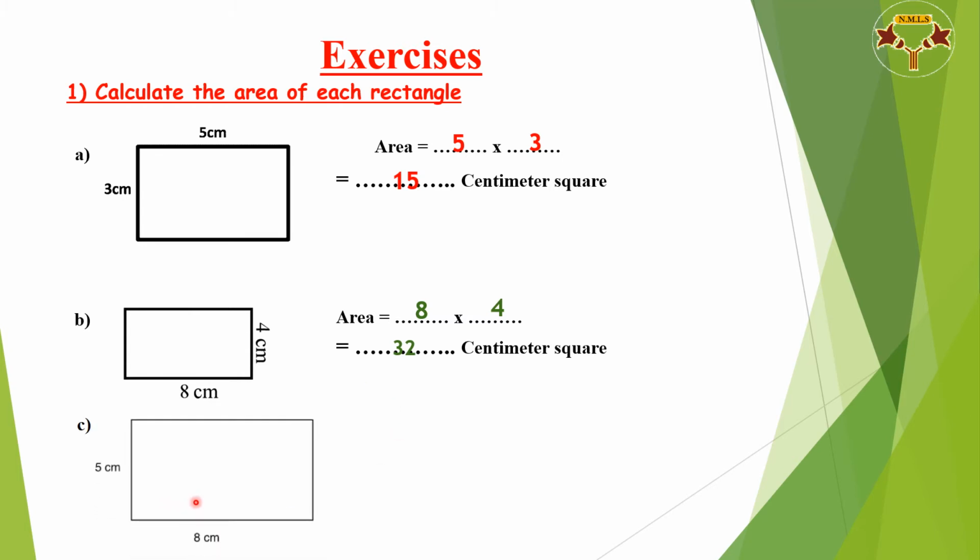Number C. This is a rectangle. Its length is 8 cm and its width is 5 cm. If I want to get the area of the rectangle, it equals length times width. Then we start with length, which equals 8, times width, which equals 5. 8 times 5 equals 40 cm square.